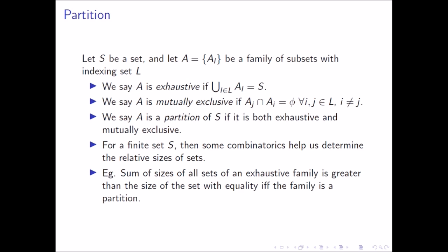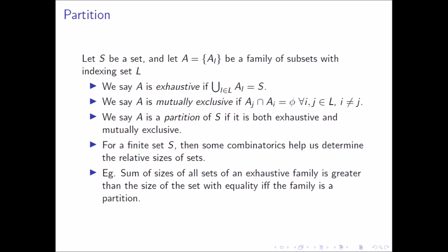So what about partitions? Let S be a set and let A be a family with indexing set L, so small l belongs to capital L to give us a family. We say this family of subsets of S is exhaustive if their union is S, so all elements of S are in at least one of the A_l. We also say A is mutually exclusive if A_j intersection A_i is empty, so A_j and A_i are disjoint for all i, j in the indexing set with i not equal to j. Otherwise, A_j intersection A_i becomes A_i equal to A_j.